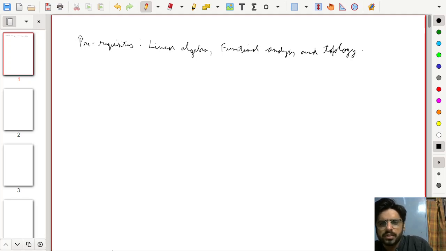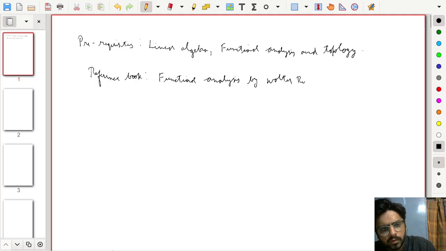So let us start with some basic definitions. Before that, the reference book for this is Functional Analysis by Walter Rudin. Okay, so some definitions.